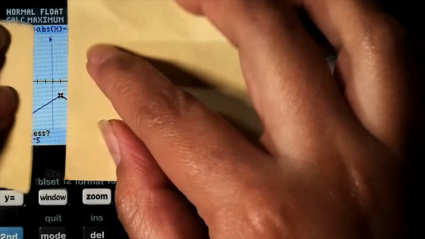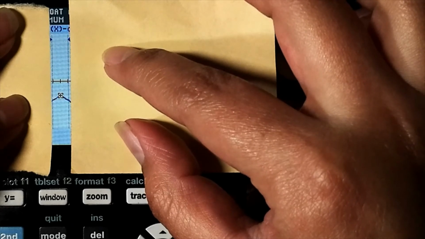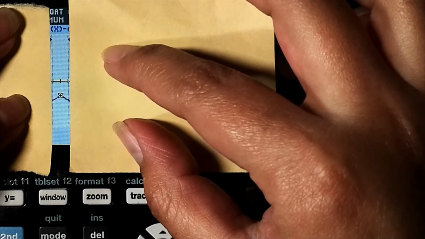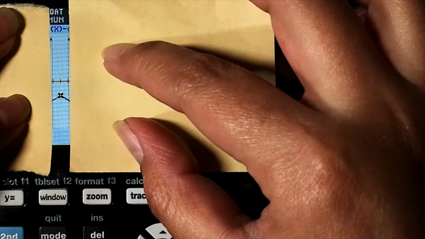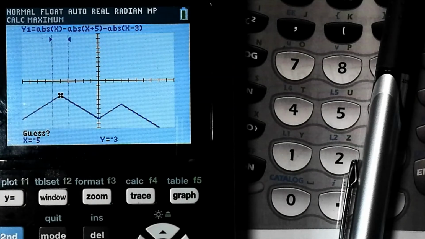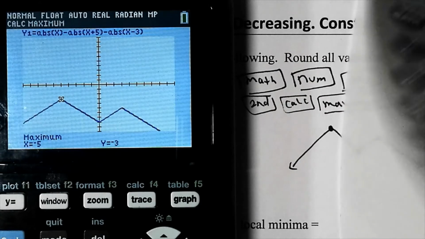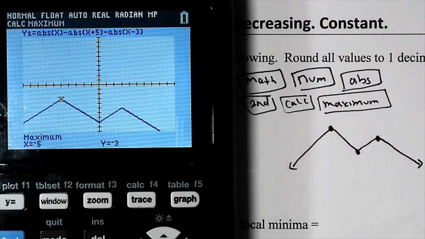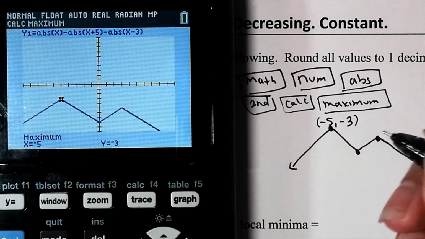Okay, so what the calculator is saying is this. Okay, I'm gonna focus just on this interval, and I'm gonna ignore the rest of the world. And in this interval, I want to identify a maximum value. Okay, so we move the cursor as close as possible and then hit enter, and the maximum is -5, -3, the maximum point. Okay, but we'll deal with how to write the solutions in a bit.